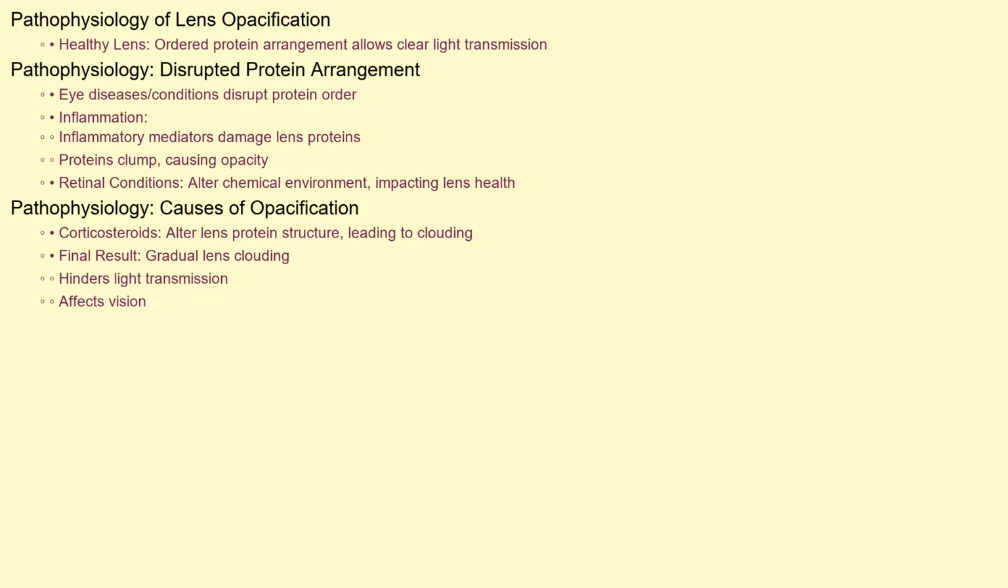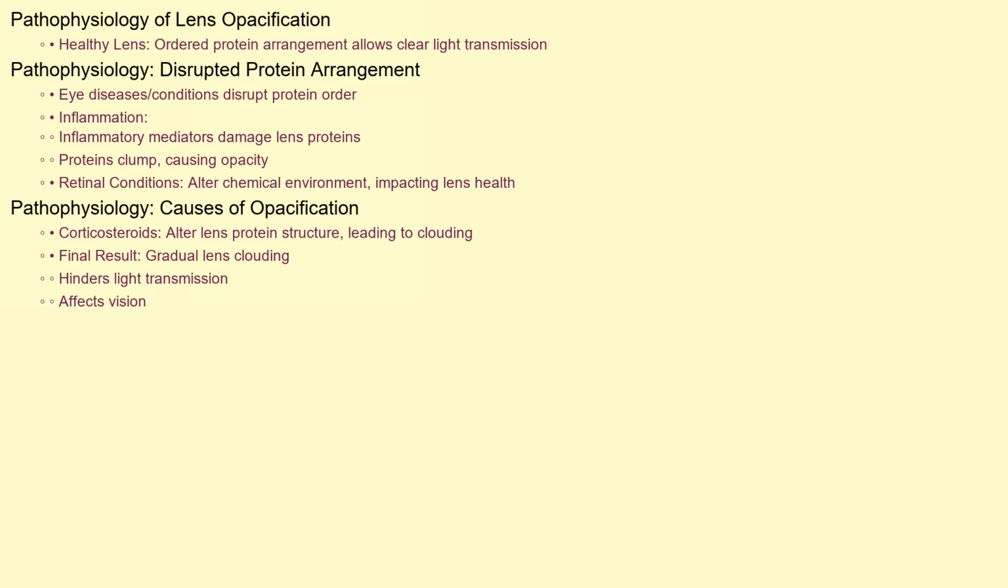Now, let's delve into the pathophysiology. In a healthy lens, proteins are arranged in a very specific way, allowing light to pass through clearly. When an eye disease or condition interferes, it disrupts this ordered arrangement. Inflammation, for example, releases inflammatory mediators that damage lens proteins, causing them to clump together and become opaque.